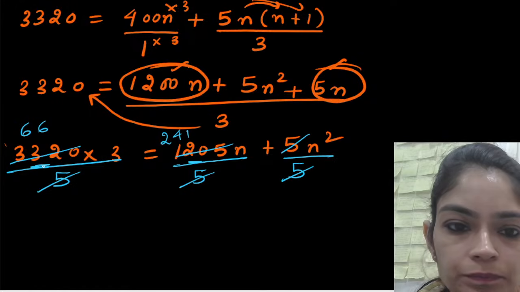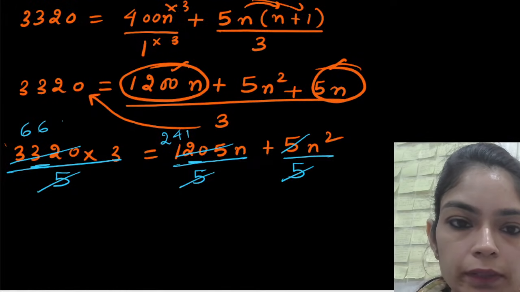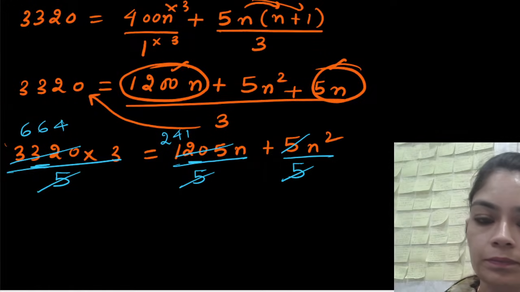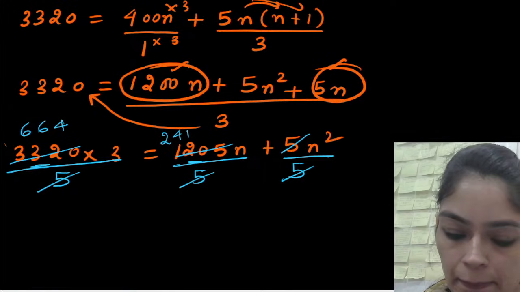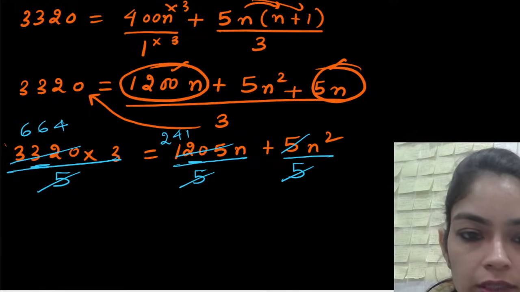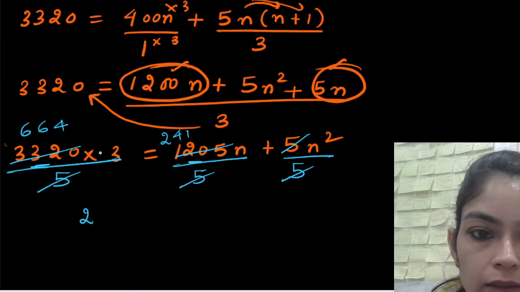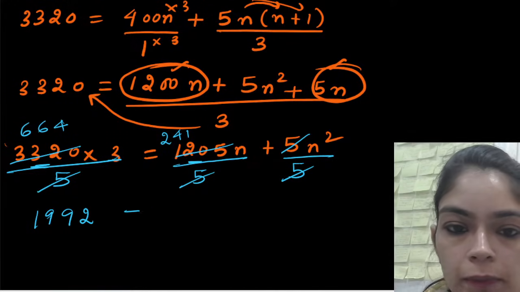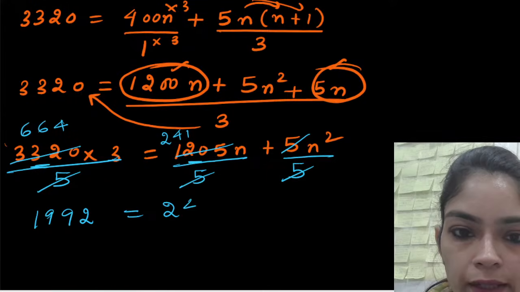So what will we get here? 2620. Are we getting this one, 664? Yes, 664. Now you can multiply by 3. When you multiply by 3, you will get 1992. Right. So you'll get 1992, so 241n plus n square.